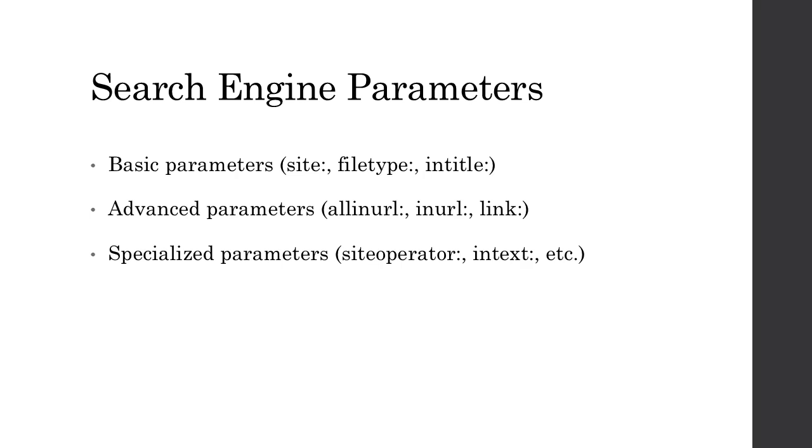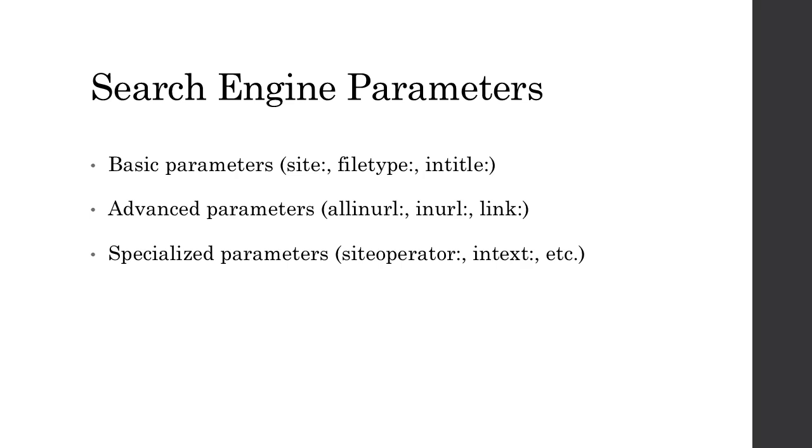Search engine parameters. Basic parameters, site, file type, in title. Advanced parameters, inurl, allinurl, link. Specialized parameters, site operator, in text, etc. Here's a simple explanation. Imagine you're searching for information online, but you want to narrow down your search results to get more relevant answers. Basic parameters.